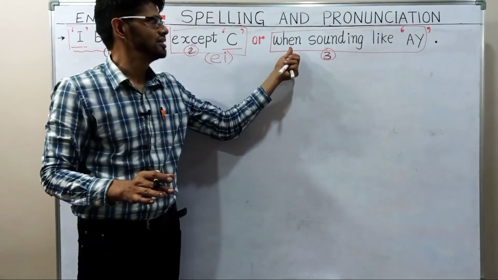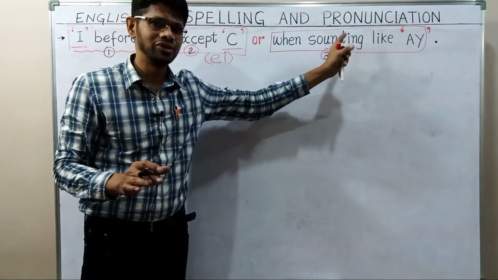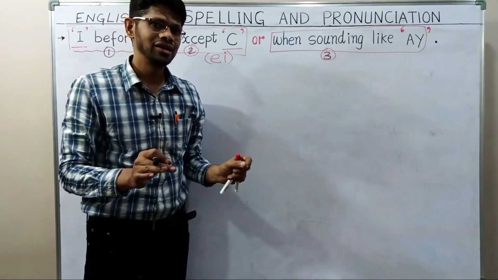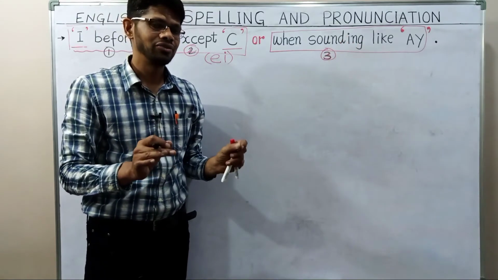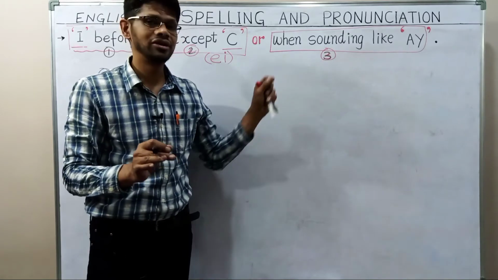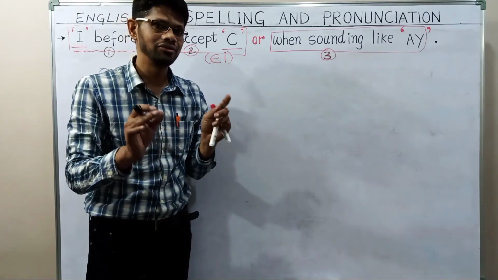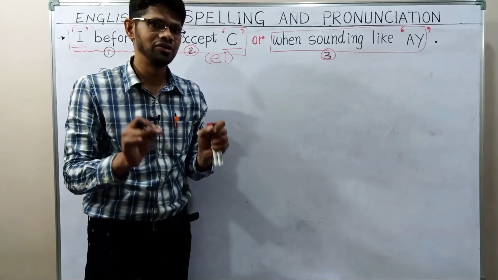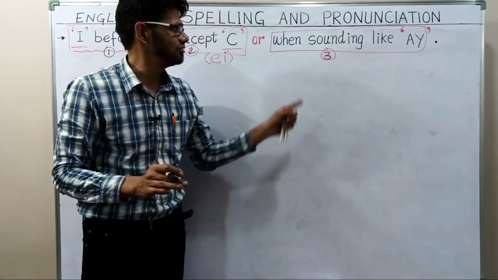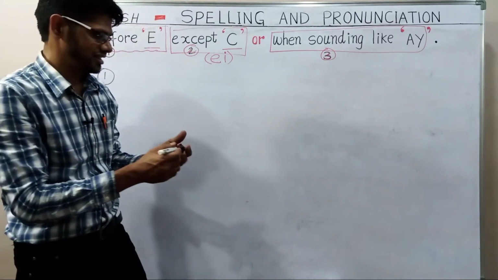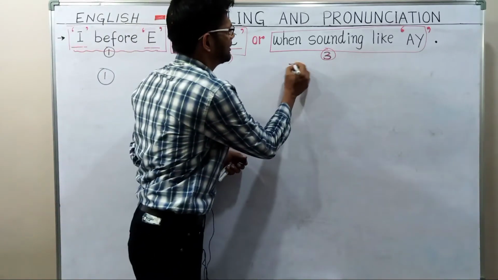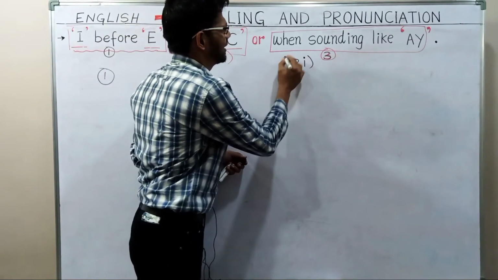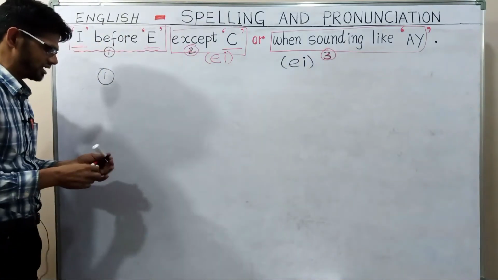If a word sounds like A, okay, the vowel sound in the middle of the word produces an A sound, then we have to write EI. We have to write E and I, not IE. So let us learn with the help of some examples here.